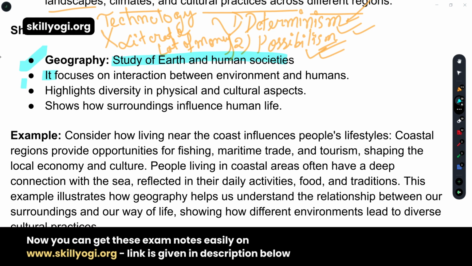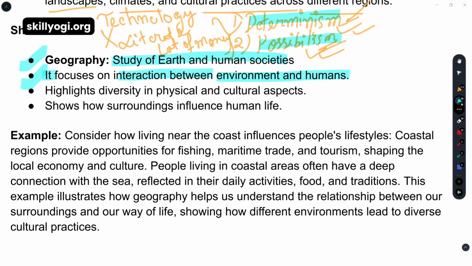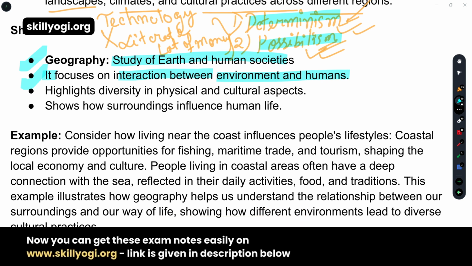Second point, what do we learn? It focuses on the interaction between environment and humans. Just now, we went through the concepts of determinism and possibilism. These two concepts are very important, and after that another concept came, which is neo-determinism, where environment and humans are both the prime factors. Neither is dependent on the other. That is called neo-determinism.